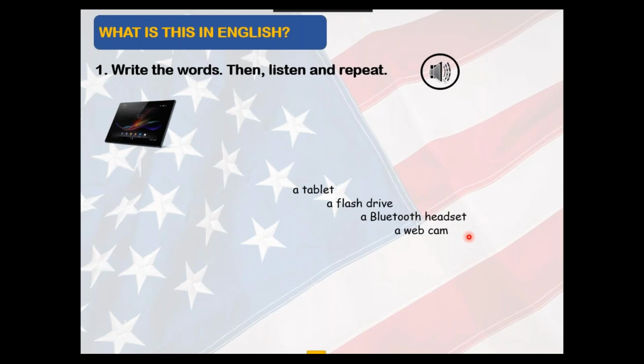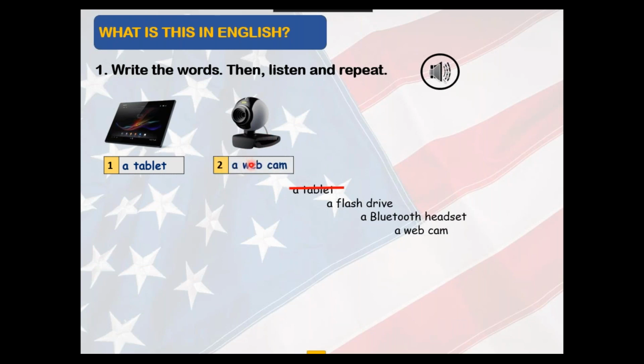You have many possibilities. You have a tablet, a flash drive, a Bluetooth headset, or a webcam. What do you decide? It is a tablet. Yes, perfect. A tablet. Very good. So we cross out the tablet. Excellent. Next. What is this in English? It is a webcam. Yes, a webcam. Excellent. We cross out.